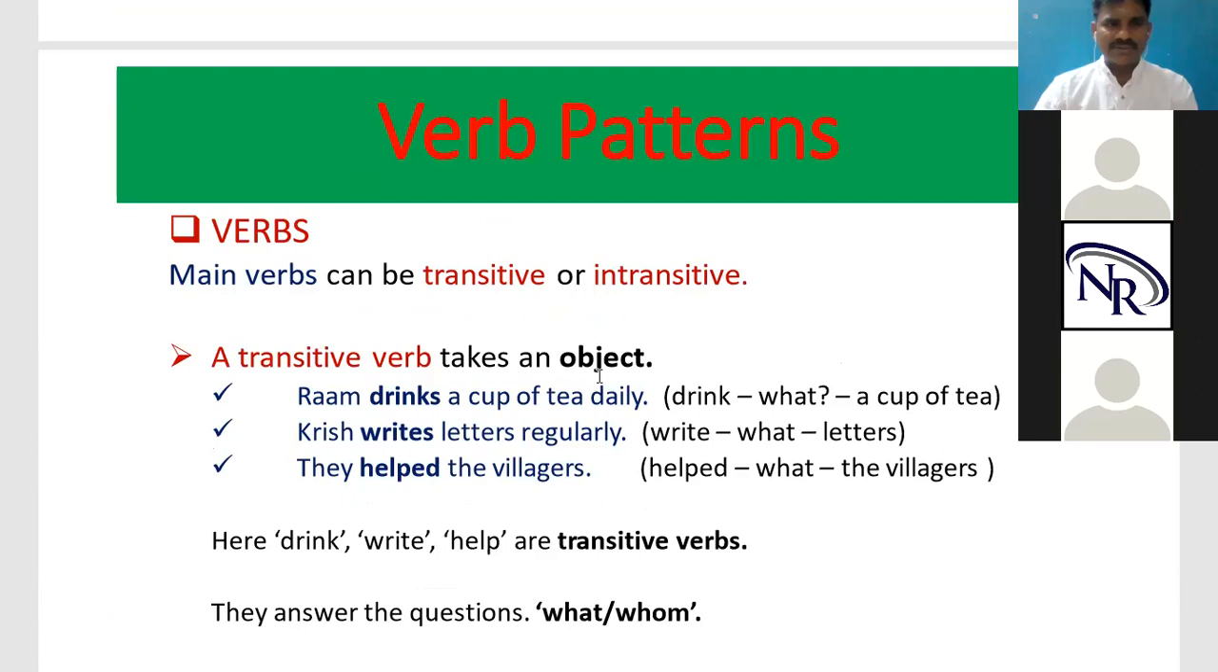So verbs can be divided into three categories: main verbs, helping verbs or auxiliary verbs, and modal verbs. Now coming to main verbs. Main verbs are again divided into two categories: transitive and intransitive.